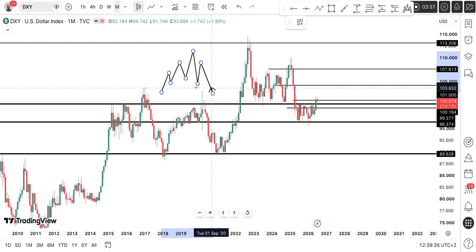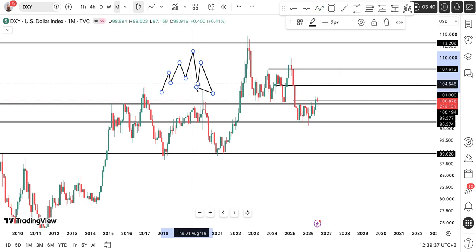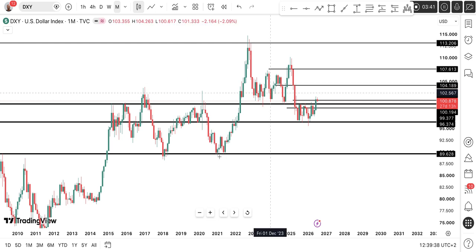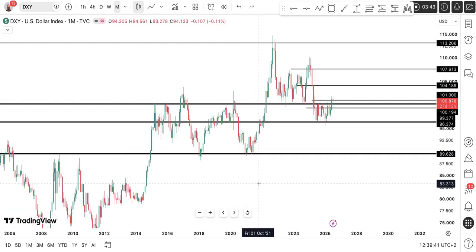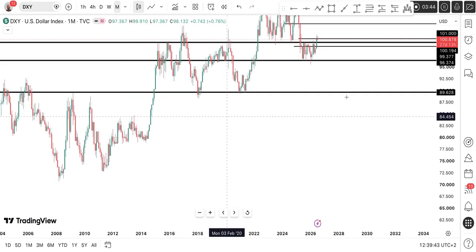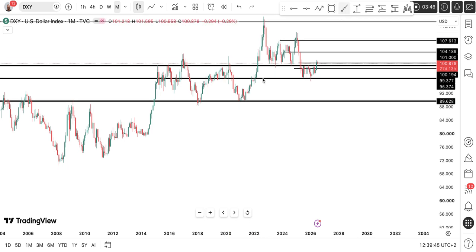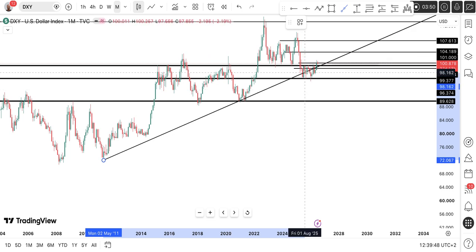Simply because price hasn't broken this structure right here. And we can also see with our trend line coming from the bottom, right? You can see that we've been holding and we've been respecting price action.